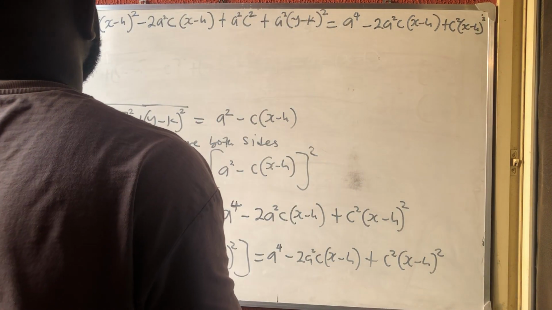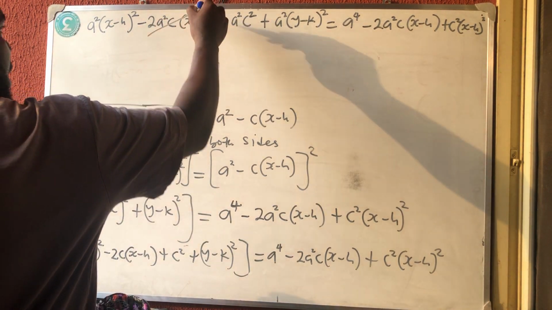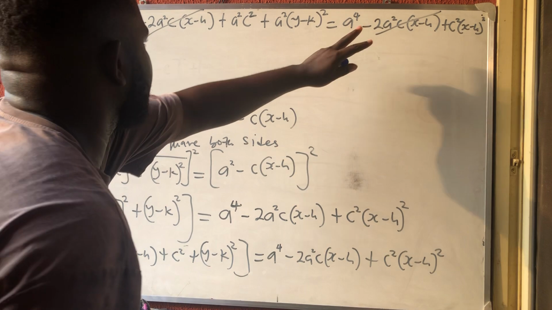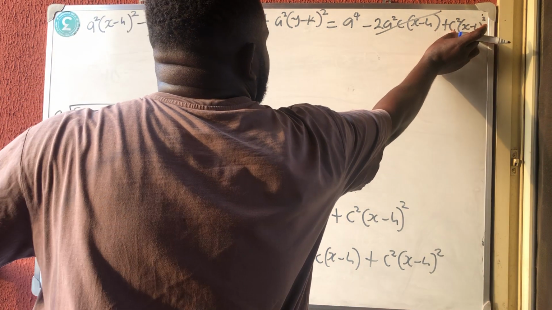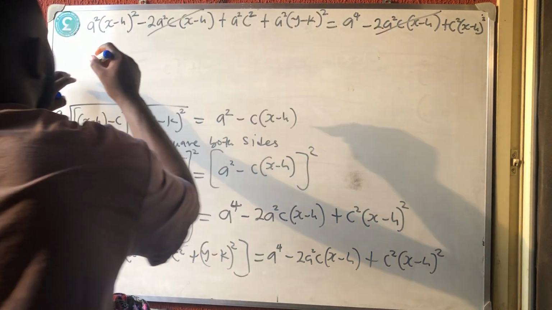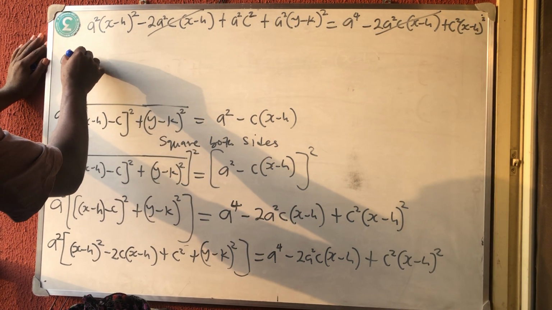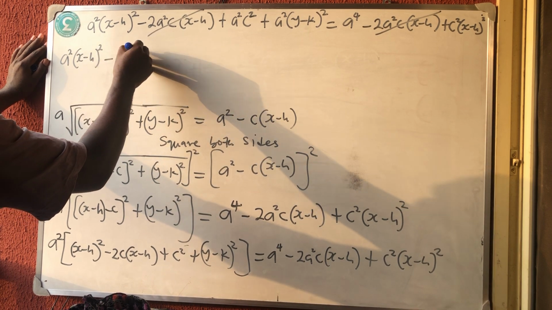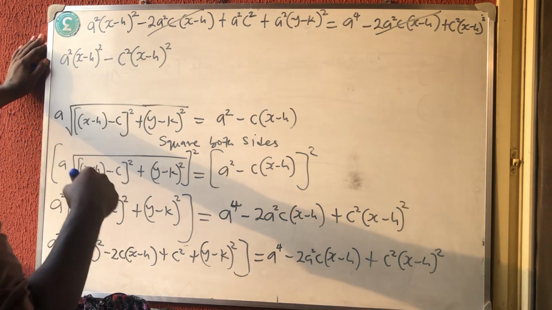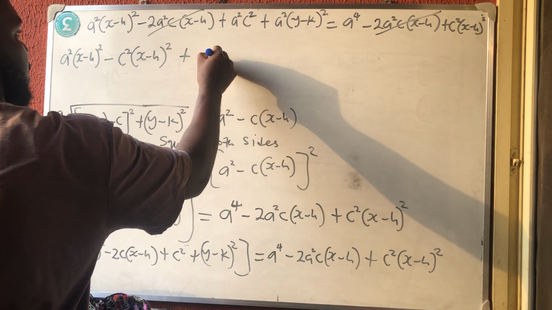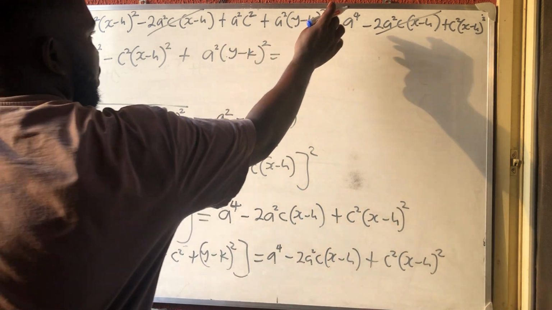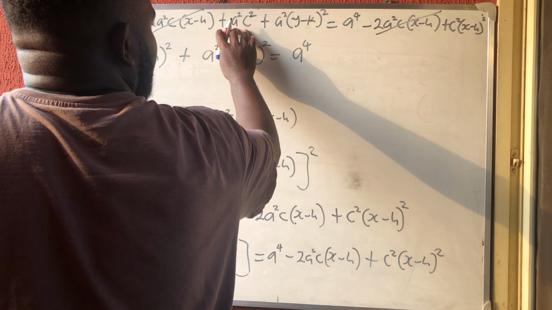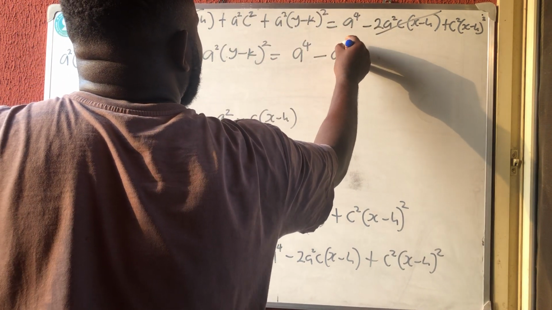If you look at this, you will see that this one will cancel this one because they are the same thing. Any other person that can cancel? No. So let me collect like terms. This person has (x minus h) and another (x minus h). So I'll have what? A squared bracket (x minus h) all squared minus c squared bracket (x minus h) all squared, plus, let me leave this one, a squared bracket (y minus k) all squared, is equal to, this one is already a raised to power 4. This is a constant, it doesn't have y. Go to the other side, minus a squared c squared.